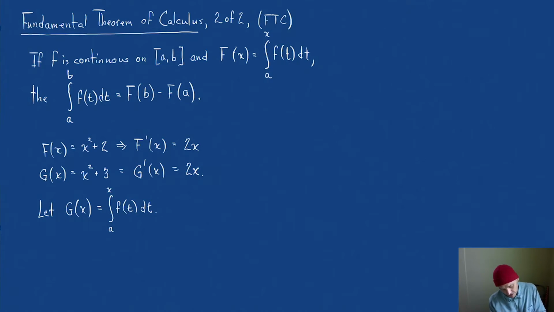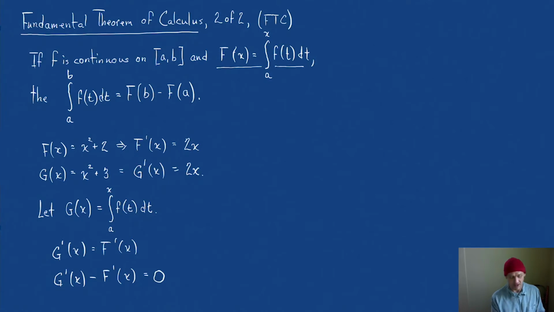That's what we learned in the first part of the Fundamental Theorem of Calculus. If we take the derivative of capital F, we get lowercase f. If we take the derivative of capital G, we get lowercase f. So g prime of x is equal to f prime of x. And if they're equal, then g prime of x minus f prime of x is 0.